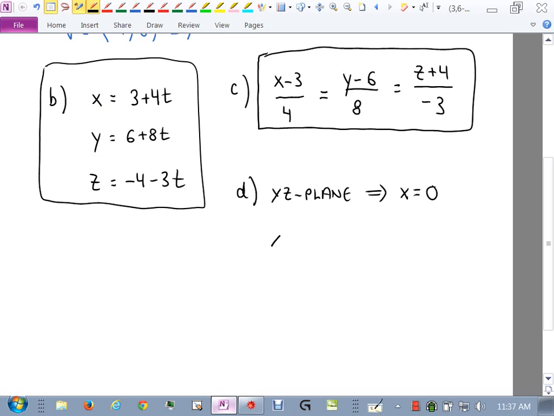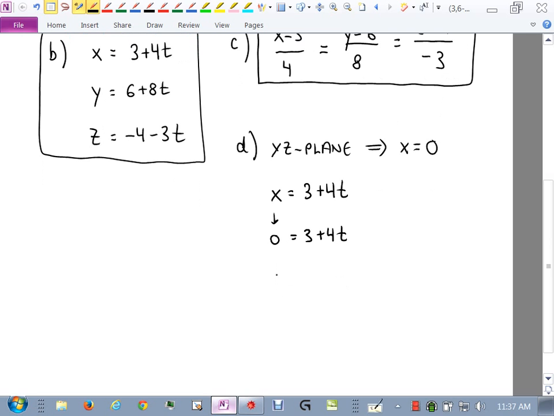We're going to rewrite the parametric equation x equals 3 plus 4t. We're going to replace x with 0. And that gives me 3 plus 4t is 0, which means t is negative 3/4, right? Once I know what t is, I can now go again to the parametric equations and solve for y and z. So this implies that y must equal 6 plus 8 times negative 3/4.